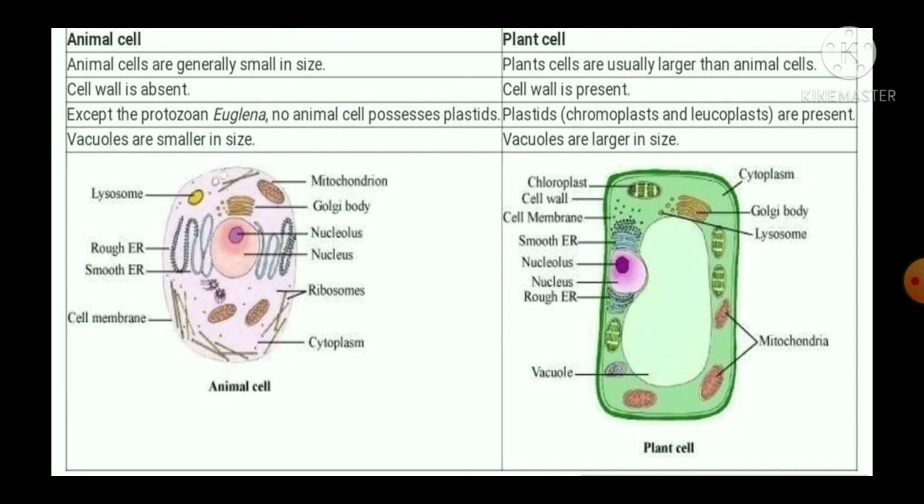As we can see here, vacuoles are very small and many in the animal cell, whereas in the plant cell it is a large one and it is situated in the center of the cell.